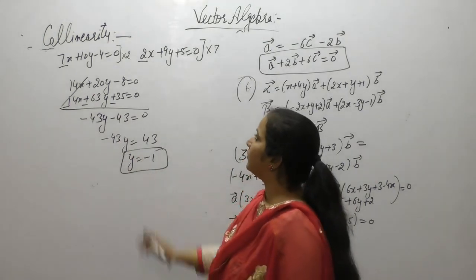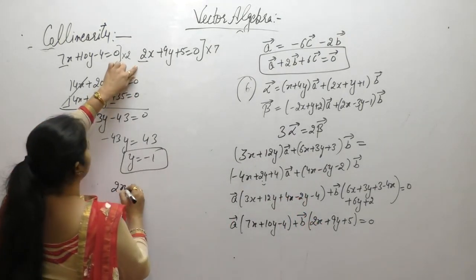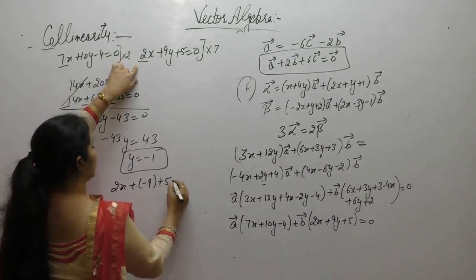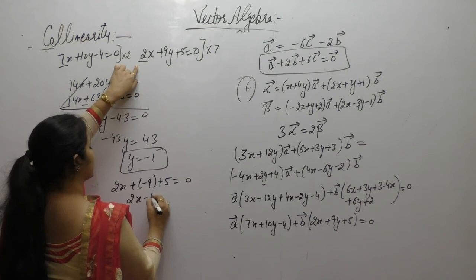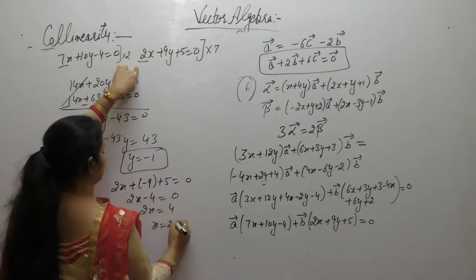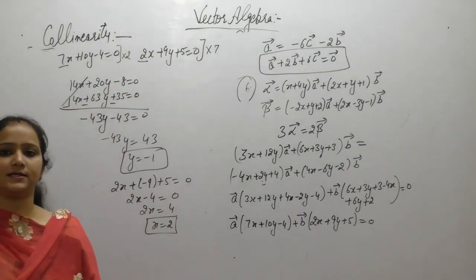Put this value of y in any one of these equations. 2x, 9 into minus 1, minus 9 plus 5, minus 4. 2x is equal to 4. So we get the value of x as 2 and y as minus 1.